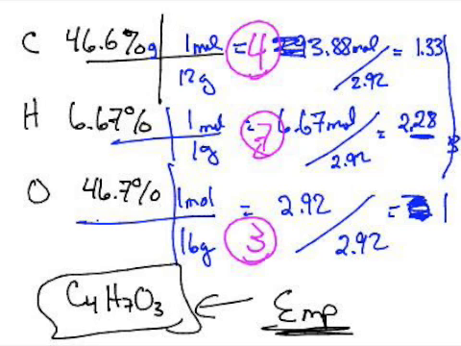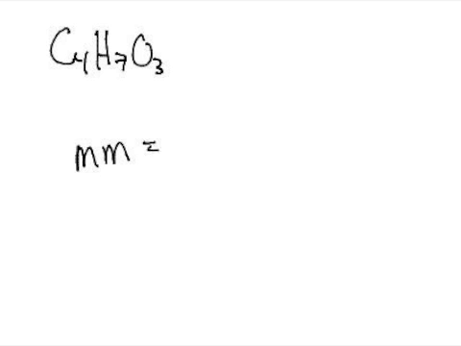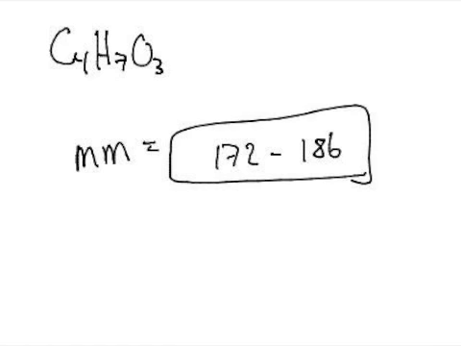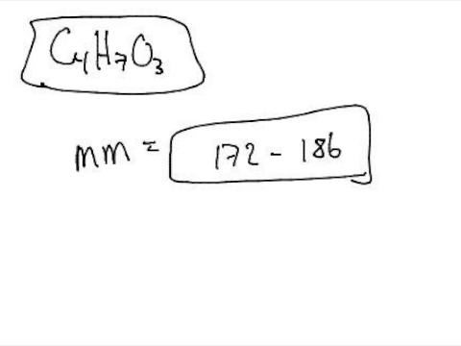So if the empirical formula is C4H7O3, and the molecular mass is equal to 172 to 186, we then need to figure out what this adds up to, Mr. Sams. That's what I'm working on right now. The empirical weight of this is equal to 12 plus 4 plus 48 plus 7, 103 grams per mole. So, of course, you need to be able to double or triple it or leave it the same.